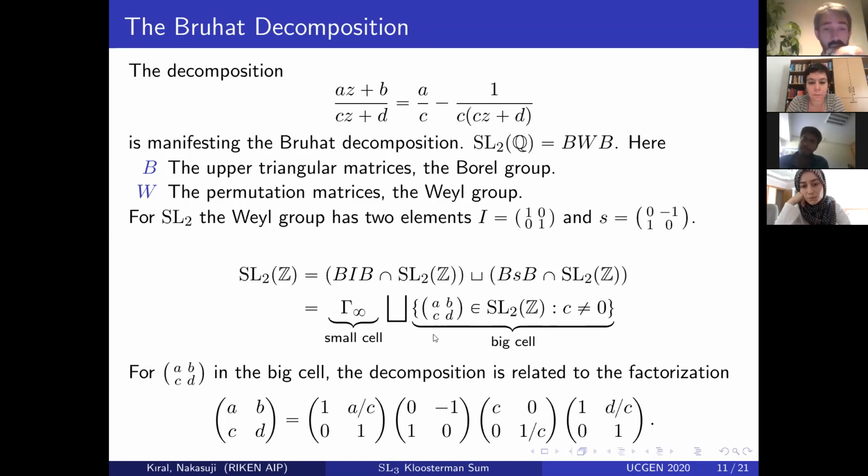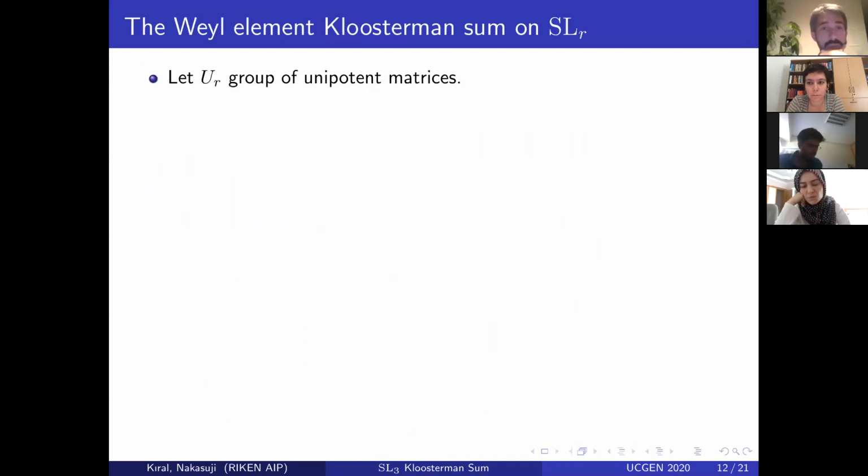So I'm going to finally enter the higher rank. Yep, I have time. Okay, any questions? So I'm entering SLR. So what would a Kloosterman sum mean in SLR? So I'm going to define it now. No questions.